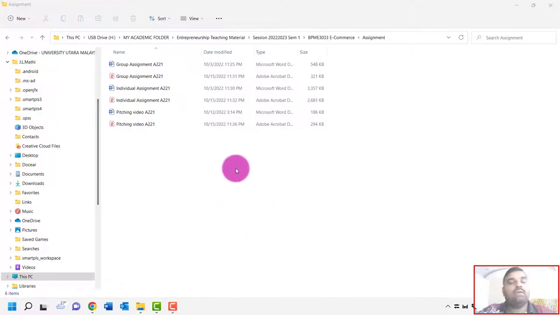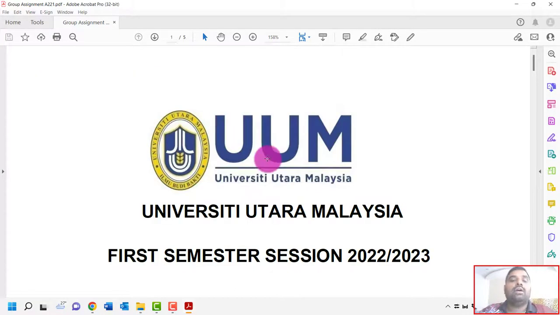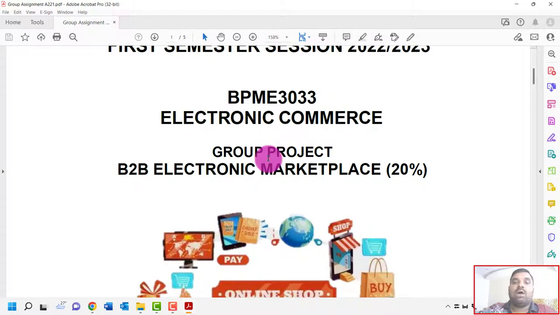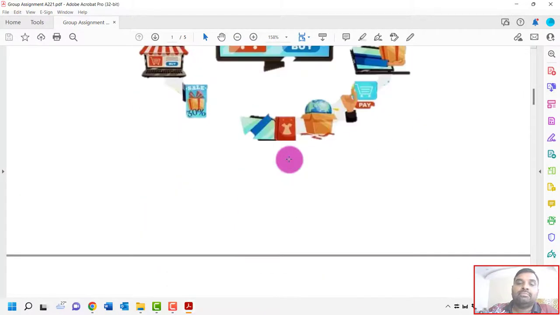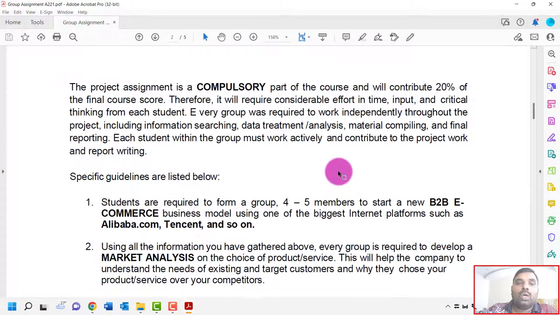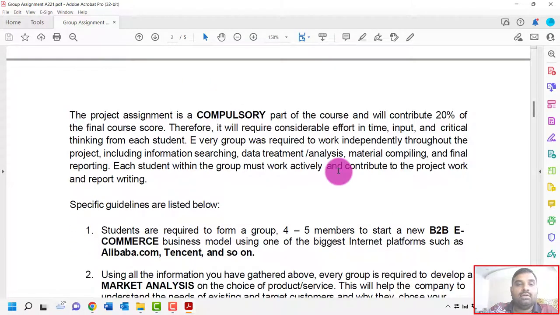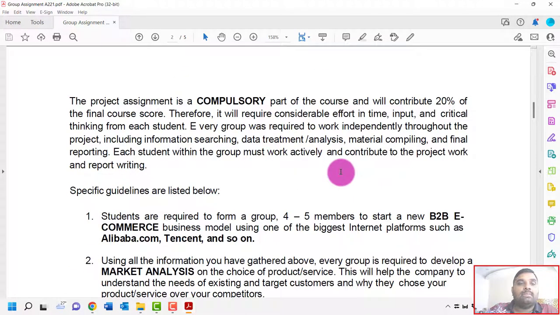Now I'm going to explain about the group assignment. First of all, for the group assignment you have to do a project on a B2B, business to business electronic marketplace. Let me explain a little bit, the synopsis of the group assignment. The project assignment is a compulsory part of the course and will contribute 20% of the final course score. Therefore, it will require considerable effort in time, input, and critical thinking from each student.